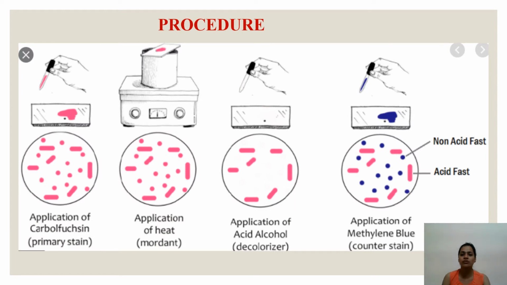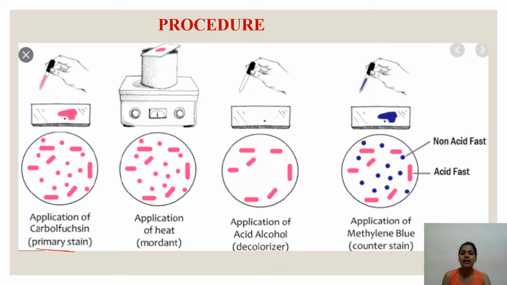First of all, we'll quickly go through the procedure of the staining technique. First, we will take the sample of the bacteria on our slide. Then we're going to add the carbol fuchsin, that is our primary stain, to the slide.